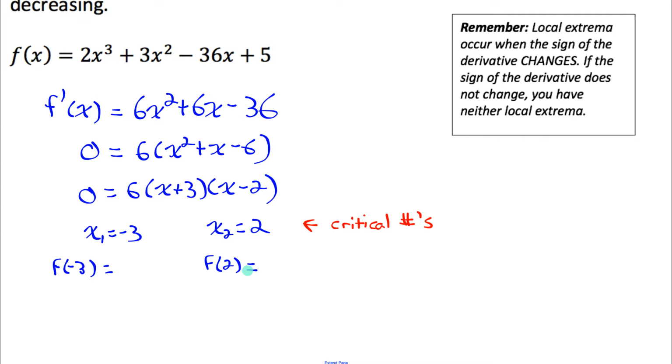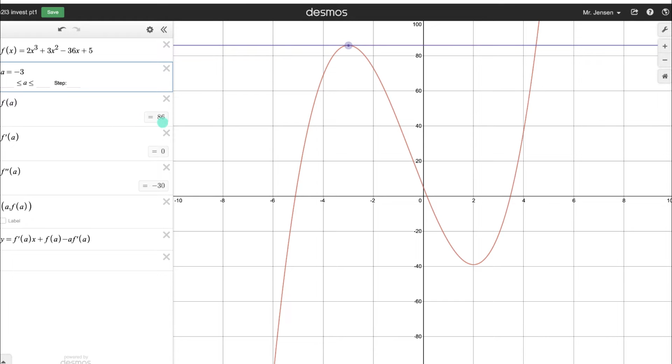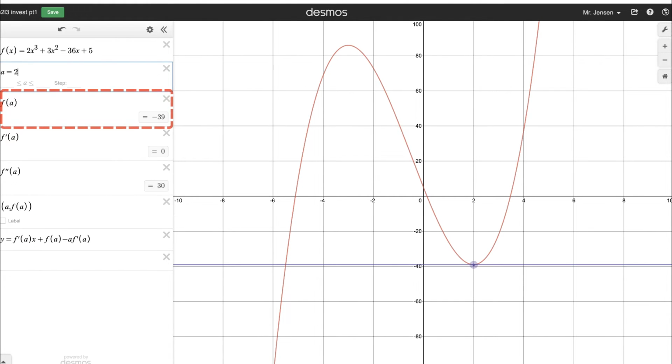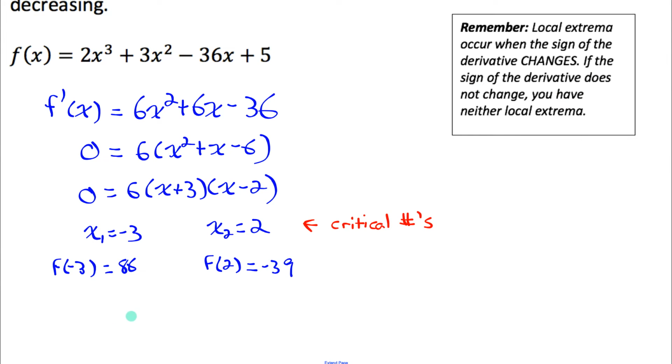And I'll use Desmos to calculate those for me, but we're just plugging negative 3 and 2 into the original function. So at negative 3, the y value is 86. And at 2, the y value is negative 39, and I'll just have it label those 2 points for me here. Notice the y coordinates are 86 and negative 39. So our critical points are the points (-3, 86) and (2, -39).